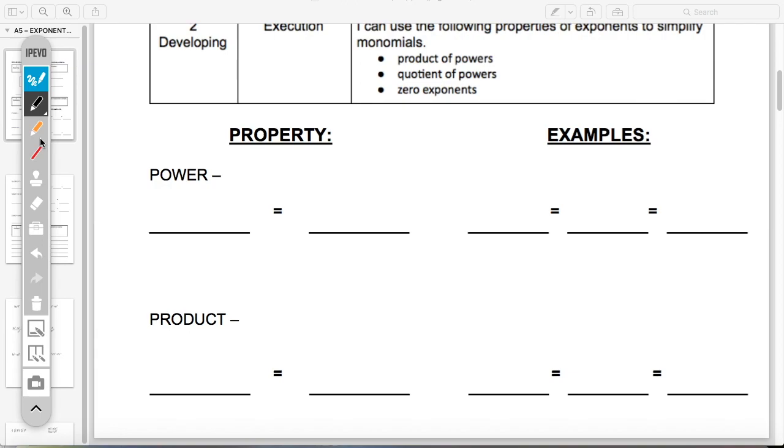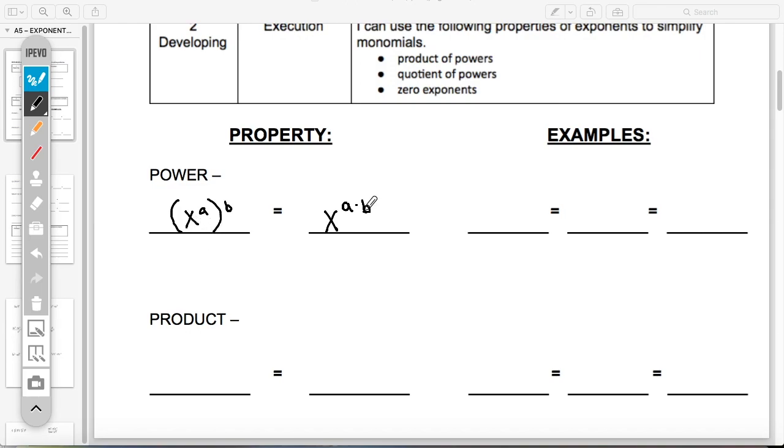Okay, so let's take a look at the power rule. So for a general expression, we have x to the a, all to the b power. Okay, and it turns out this equals x to the a times b. Okay, so we just multiply that a and b and keep our base.